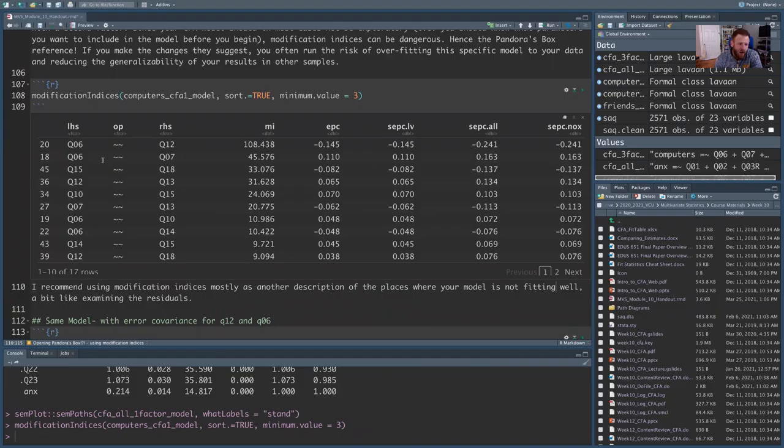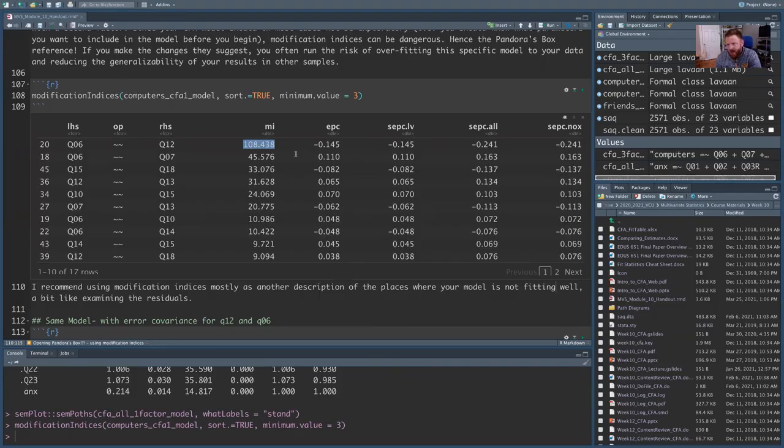What an error covariance means is that the error term that we estimate, the variance of one item, is specifically correlated with the variance of another. In this case, if we were to specifically correlate the error of question 6 with the error in question 12, that will result in an improvement of 108 chi-square points. Now, is that a lot? Not necessarily in this case.